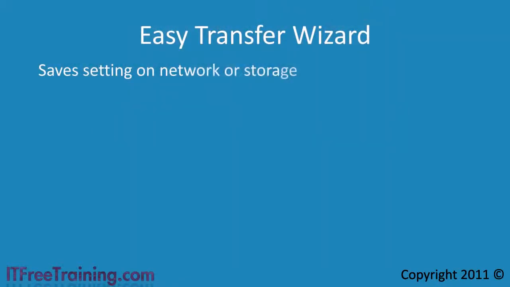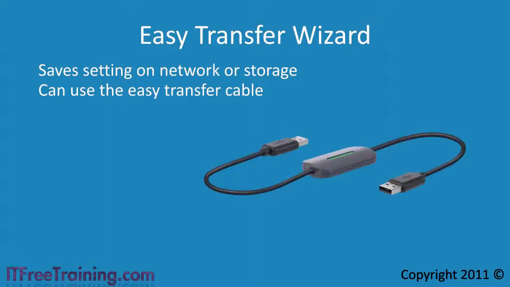The Easy Transfer Wizard works by saving your settings on the network or to an external storage such as a USB drive. If both computers are near each other, you can also use the Easy Transfer cable shown here. This cable is a USB cable that is plugged into both computers and allows you to transfer settings between the two PCs. The Easy Transfer Wizard works with Windows XP, Windows Vista, and Windows 7 and is included with these operating systems. Even so, it is best to download the latest version from Microsoft before you use the Easy Transfer Wizard.